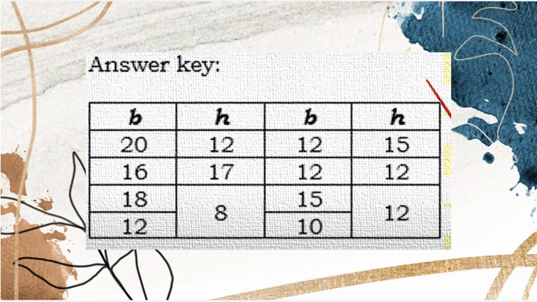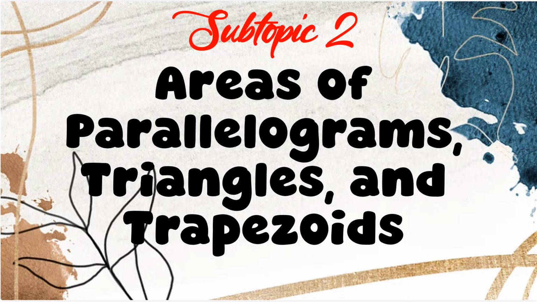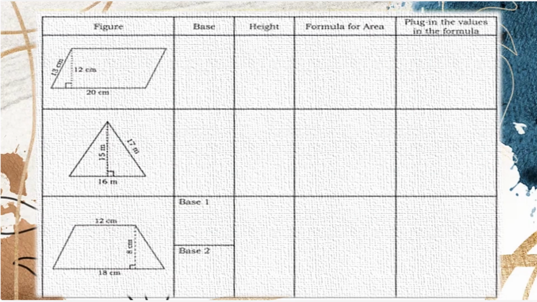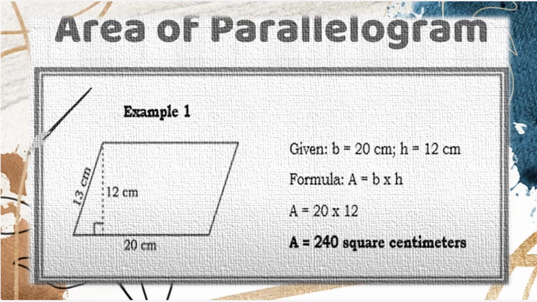Here are the answers. Now let's proceed to the subtopic 2, areas of parallelograms, triangles, and trapezoids. Okay, area of a parallelogram. We have the given. Our base is 20 centimeters and our height is 12 centimeters.